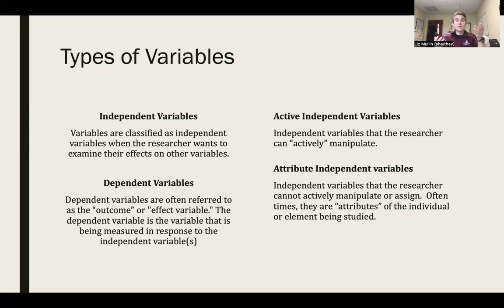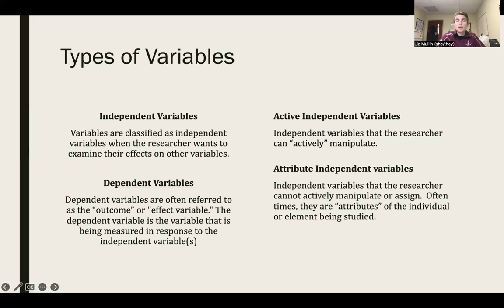So if I'm looking at the impact of an intervention to see if it's going to make me faster, then my outcome is going to be a speed variable. And I am going to be looking to see, does my intervention group have faster speeds than my control group. Now, there are two different types of independent variables over here on the right.